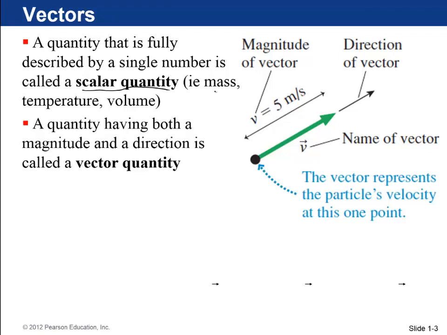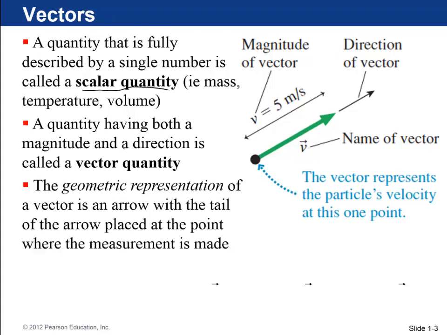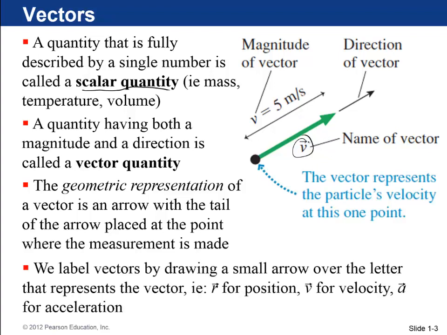A vector is something that has both magnitude and direction. The geometric representation of a vector is an arrow, such as the one that I've drawn here. We have a particle which is traveling at some velocity v. The name of the vector is this v. The magnitude is 5 meters per second, and we would draw a longer arrow for a greater magnitude. And then the direction of the velocity is specified by the direction of that vector, or that arrow that you draw.